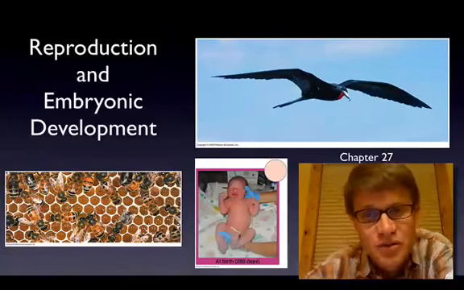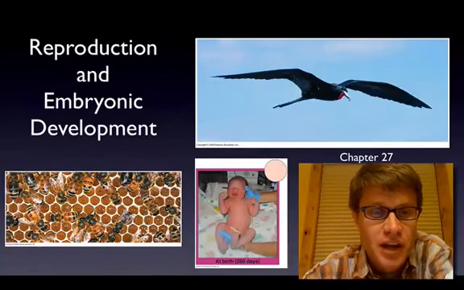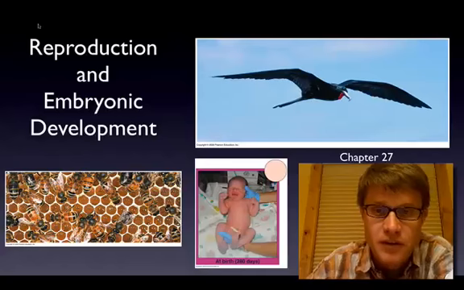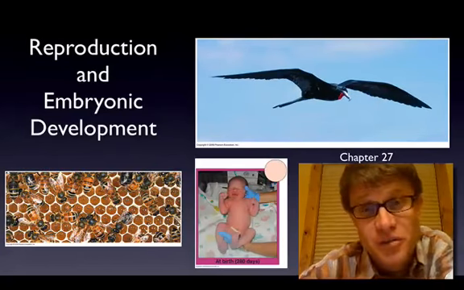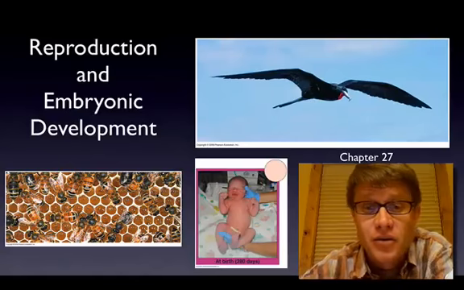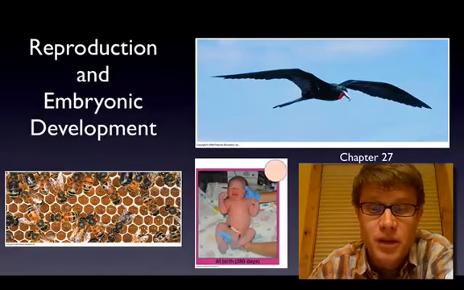Hi, and welcome to Chapter 7. This is on reproduction and embryonic development. If you didn't figure this out, I put a bird and a bee here, so I'm going to be talking about the birds and the bees. In other words, I'm going to be talking about how babies are made.